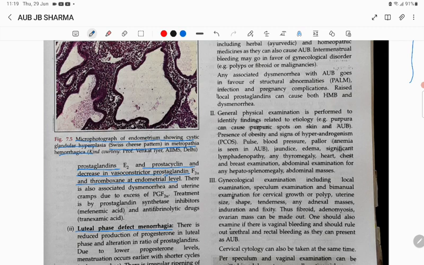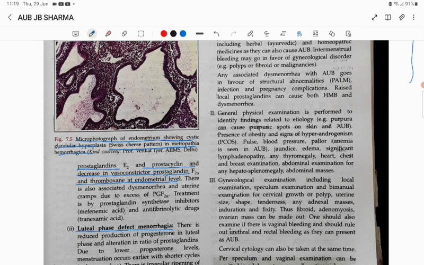In ovulatory DUB, that is idiopathic ovulatory menorrhagia, it is due to excessive vasodilatation compared to the vasoconstriction, because of increased vasodilators like PGE2 and prostacyclin, and decrease in vasoconstrictors like thromboxane and PGF2 alpha at the endometrial level.